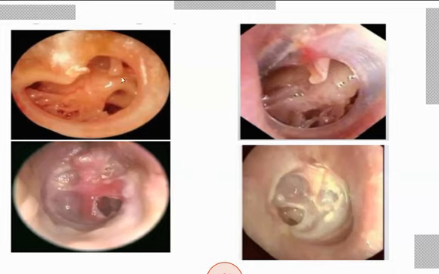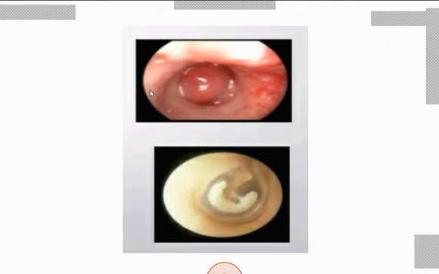Here, this is a large perforation. We are able to see the long process of incus and the incudostapedial joint. This is incus. This is the head of stapes. This is another type of perforation where you are able to see a small polyp projecting through the perforation of the tympanic membrane. And this is a change in the remnant tympanic membrane, a healed membrane with tympanosclerosis, a chalky white patch in the membrane. This is called tympanosclerosis.